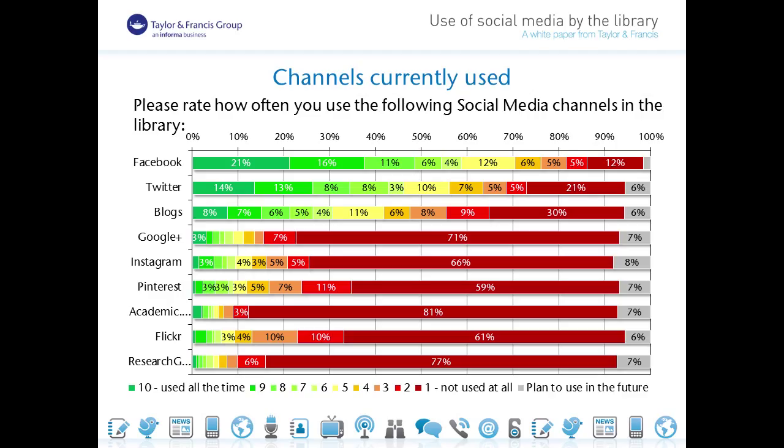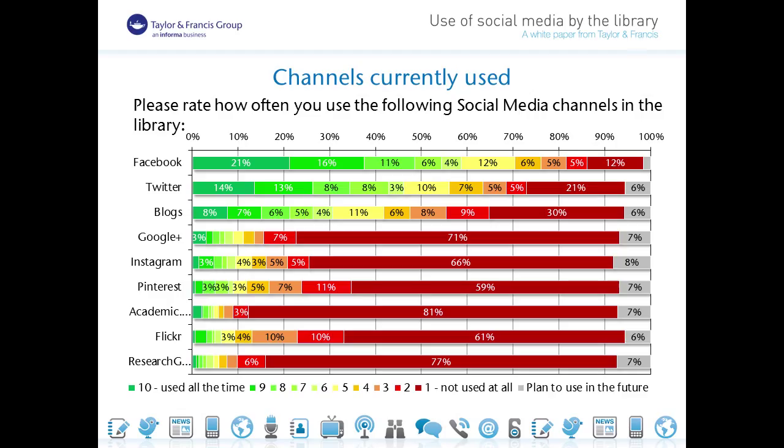Twitter then is slightly less popular, with 46% saying they used it regularly, but there were nearly twice the number saying they've not used it at all compared to Facebook, at 21%. Again, the red bars on the right-hand side. Blogging was less popular again, in third place with 30%. However, when compared to the other channels included in the poll, we can see that this is actually a very strong third place. So other channels, which we see here, are Google+, Instagram, Pinterest, and academia.edu. They all had between 60 and 80% of librarians saying they had never used them.